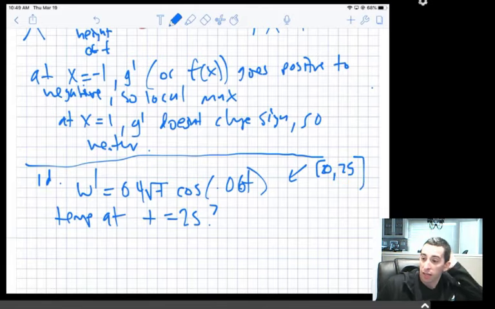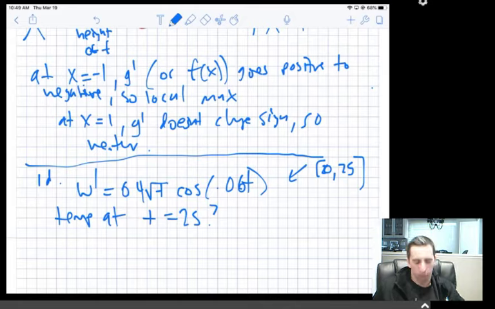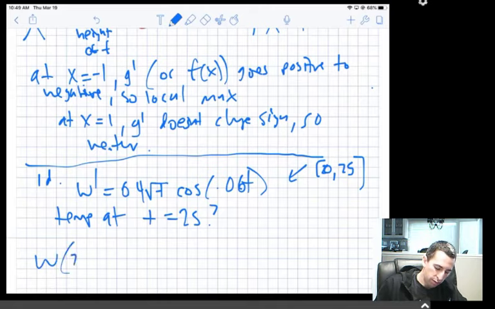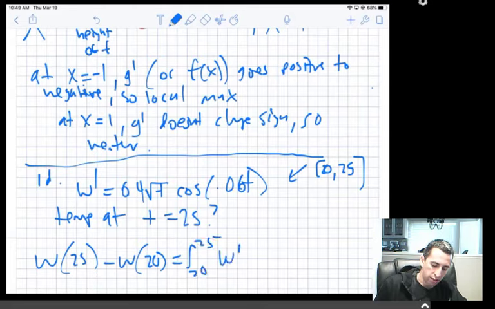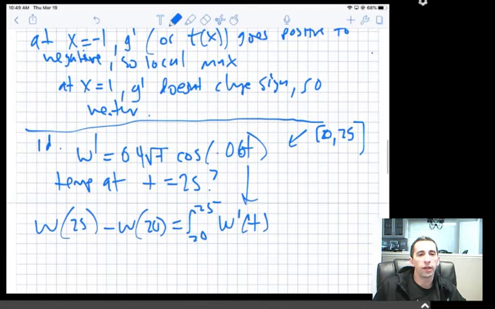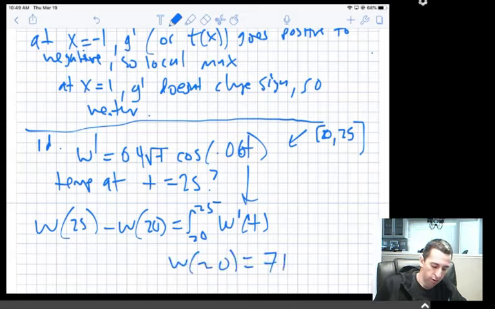So that means I should probably just use the fundamental theorem. If I'm trying to figure out the temperature at time 25, I know W of 25 minus W of 20 would be the integral from 20 to 25 of this W prime equation. As for what W of 20 is, remember that's up in the table at the top of the problem. It tells me that W of 20 is equal to 71, so that's what you'll plug in here.